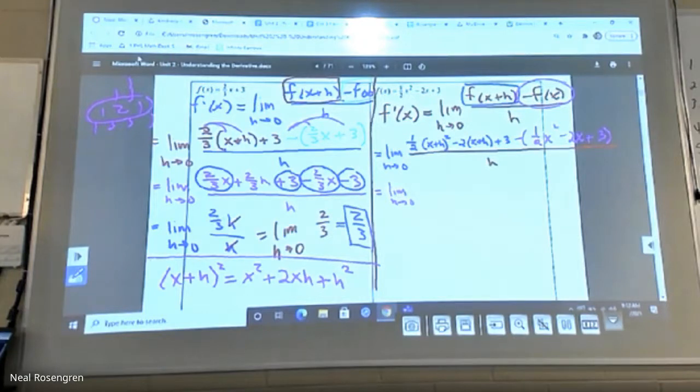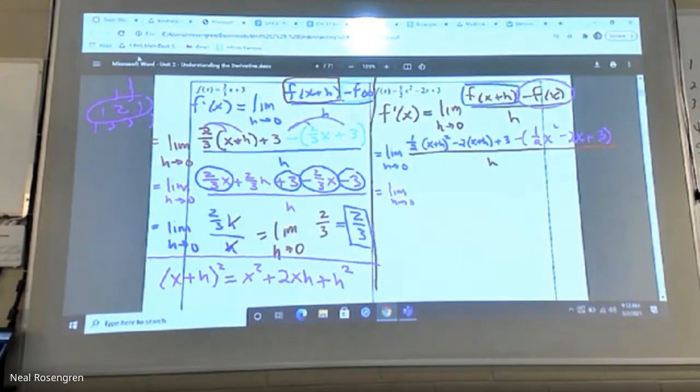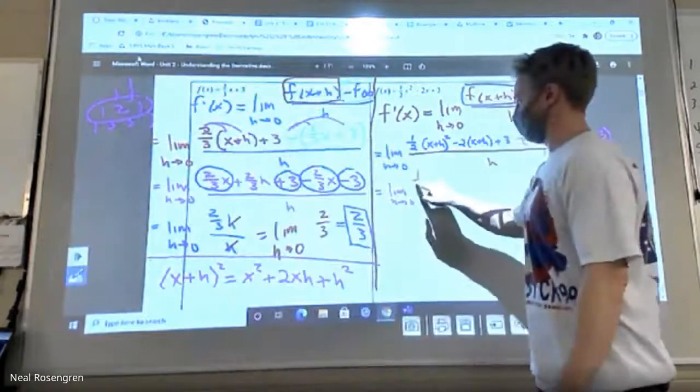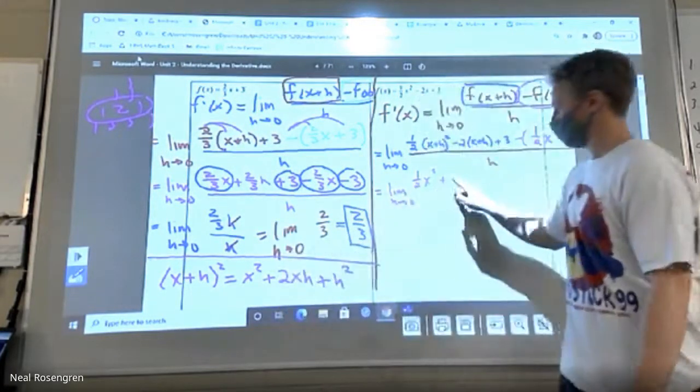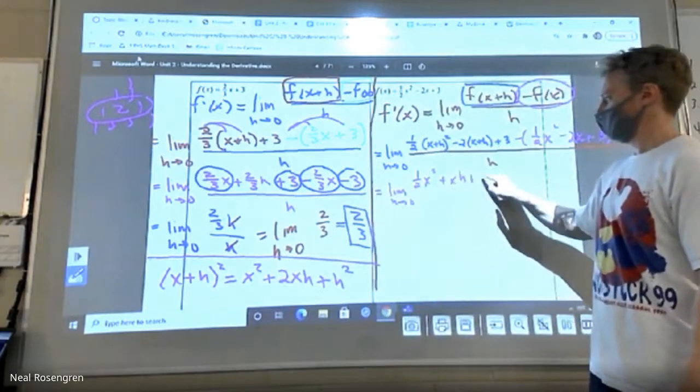And maybe it might be to your benefit eventually, maybe we'll do this if we ever have a few moments of downtime, to create a space somewhere where we have some expansions all worked out. Squares, cubes, maybe quartics. You usually don't have to do more than that. Powers of 4 is about as high as we'll go because we're going to go by hand. Okay, but I want 1/2 of that. So I'm going to take 1/2 of all this: 1/2 x squared plus 1/2 of 2xh, so just xh, plus 1/2 h squared.